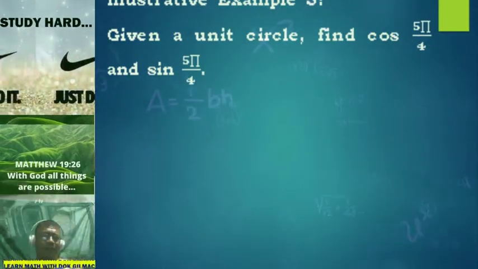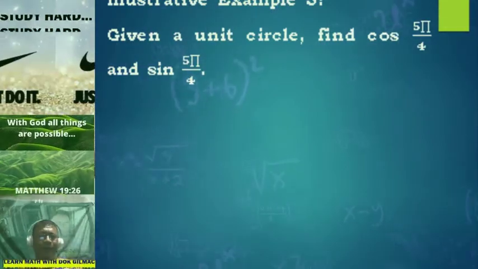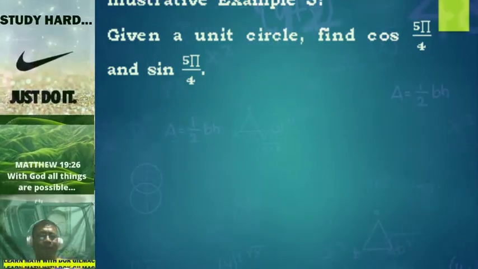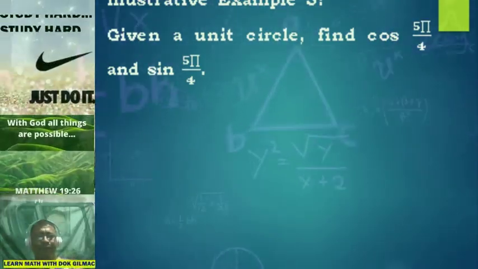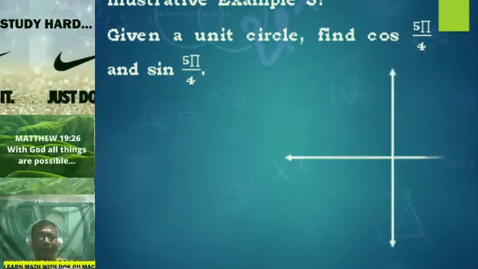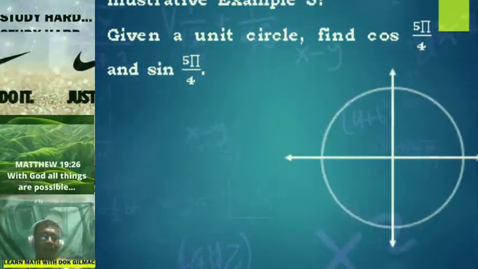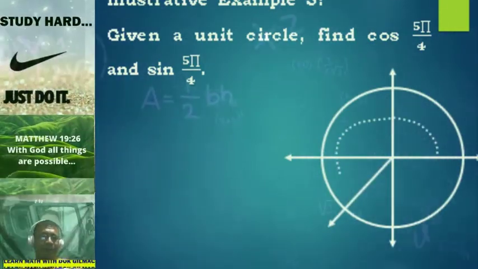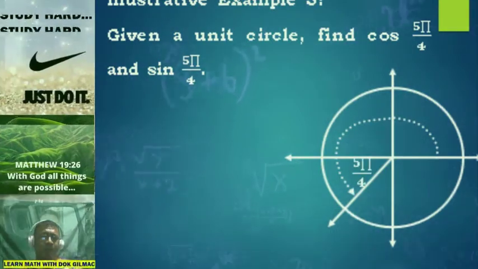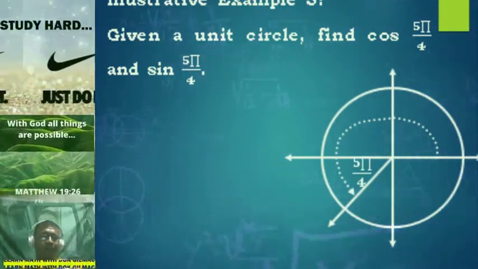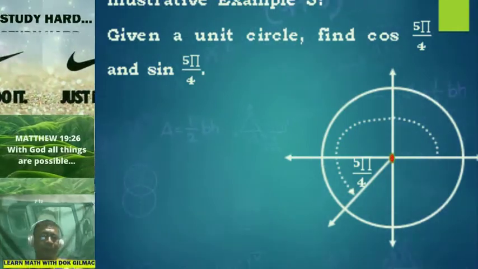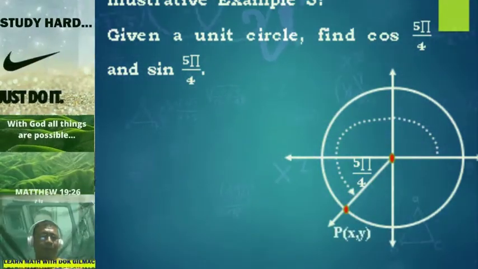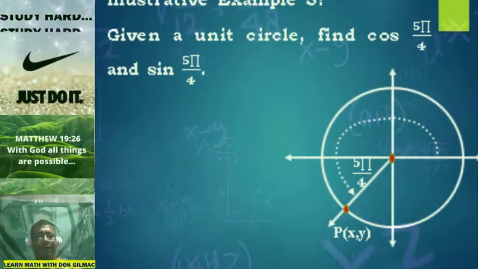Consider illustrative example number 5. Given a unit circle, find cosine 5 pi over 4 and sine 5 pi over 4. Again, let's draw the unit circle here. So we have x and y coordinates and the unit circle. From the initial side to the terminal side, we actually have here theta, which is 5 pi over 4. From the point of origin to this point, we simply have the point of xy.